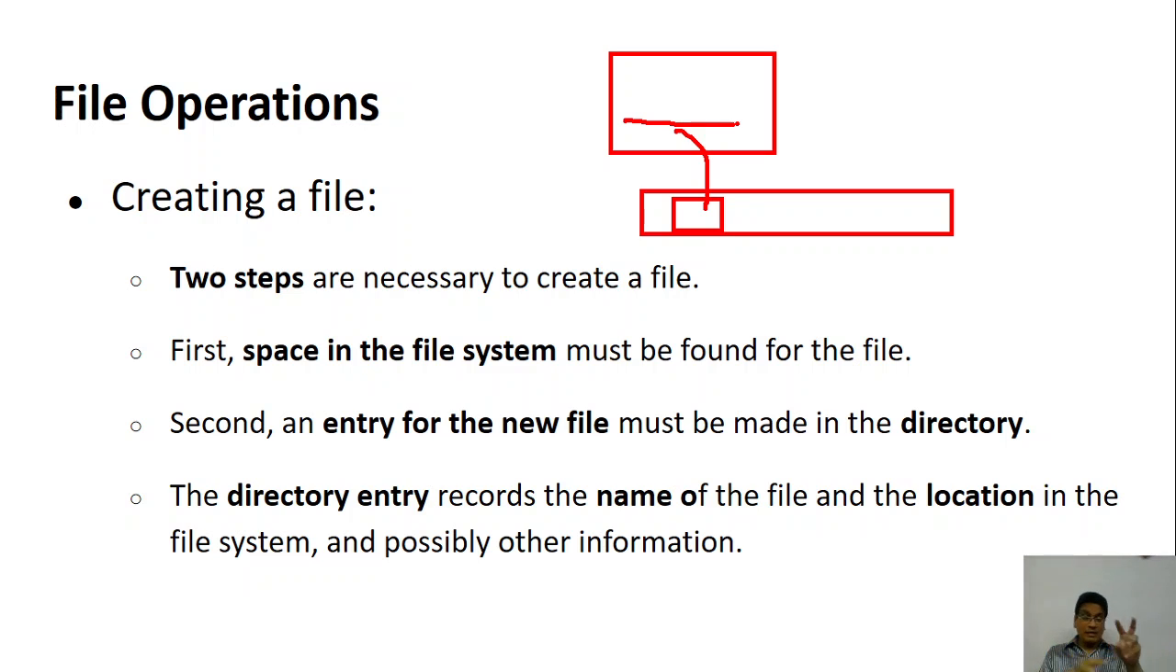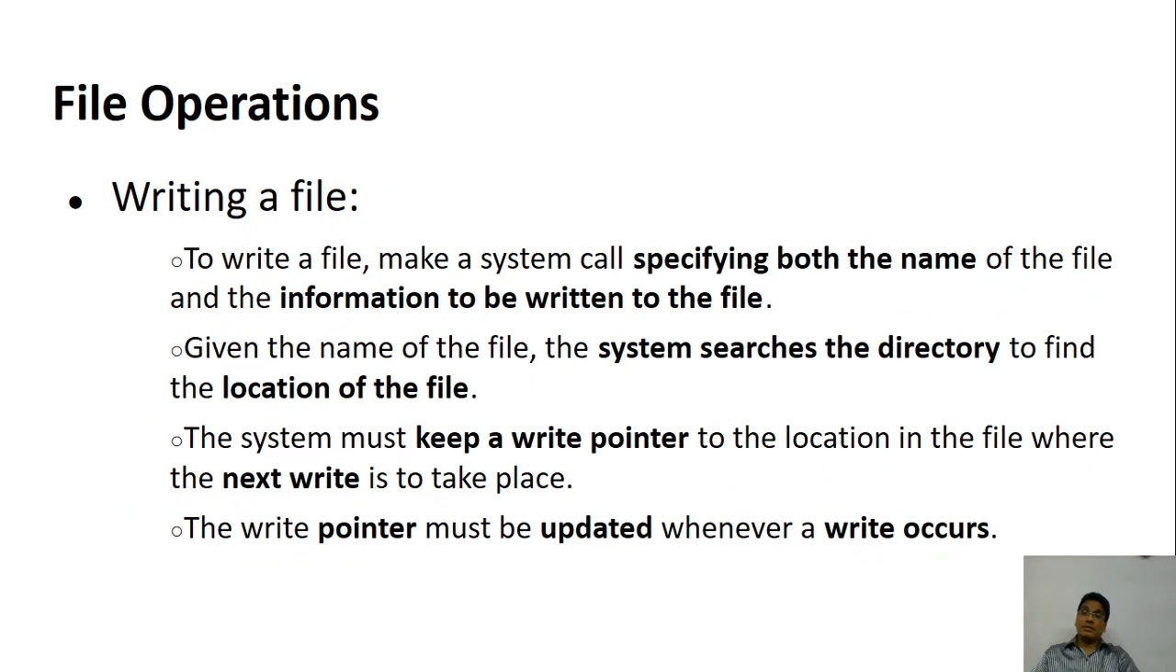Then if I get it, I can store that file on the disk, and then I have to come back to the directory and make an entry for the file saying that such and such file is located in this place. This is the name of the file. These are the attributes of the file. So that information, directory information, has to be stored.